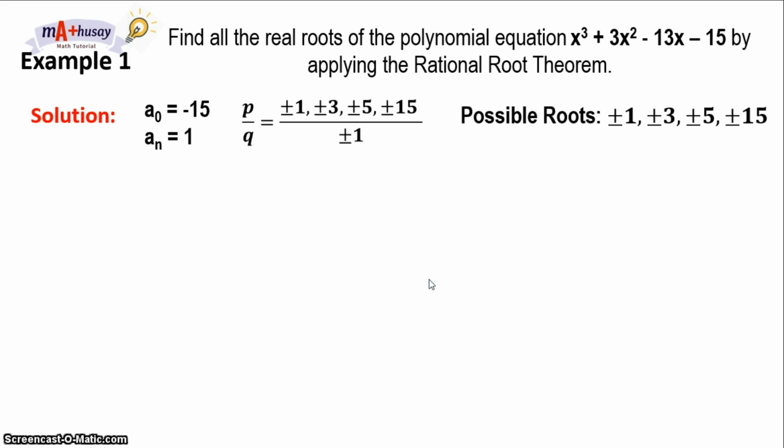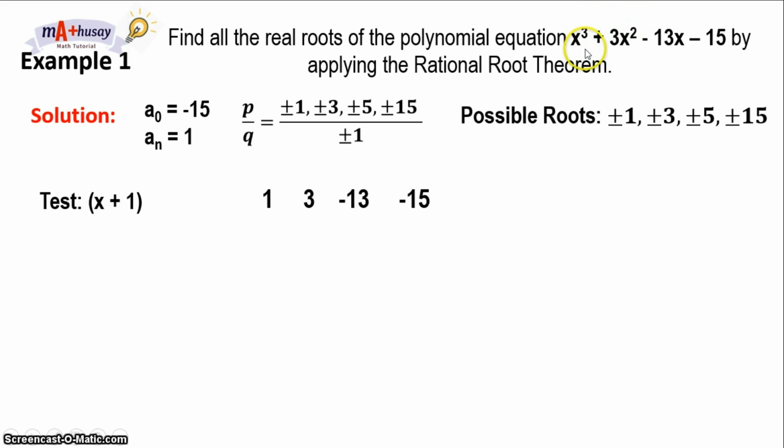So, the next step, we will check if x minus 1 or x plus 1 is a factor of p of x. Right? 1 or negative 1 is a possible root. So, we will start with the smallest possible roots. We test x plus 1. We will use synthetic division.